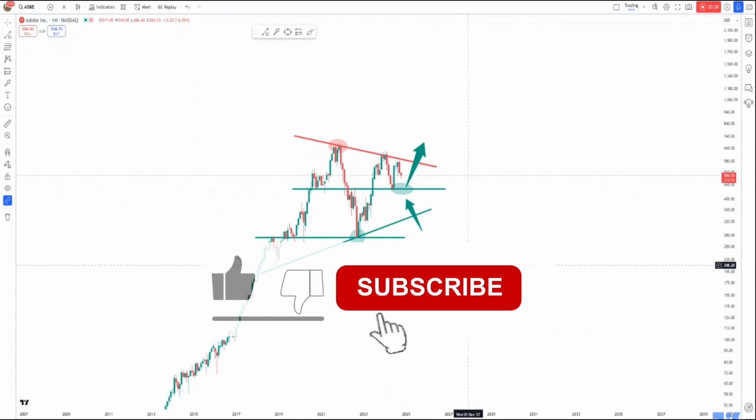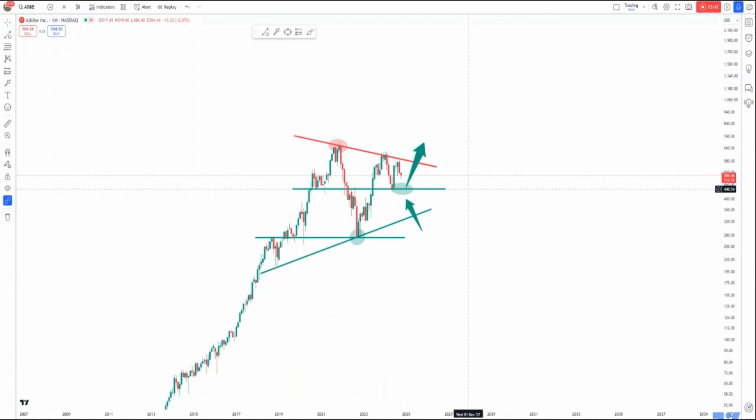I will certainly keep you updated, especially if Adobe actually retests this level. I will then publish a new video analysis. Until then, we just have to be patient. We have to keep Adobe on our watch lists.